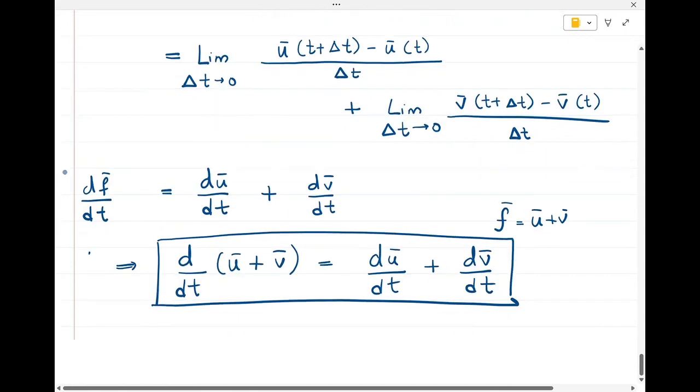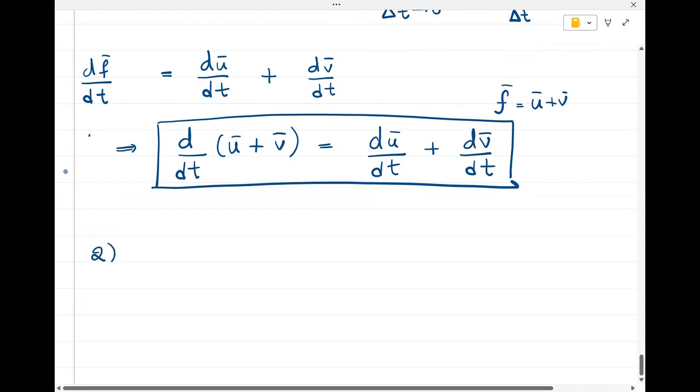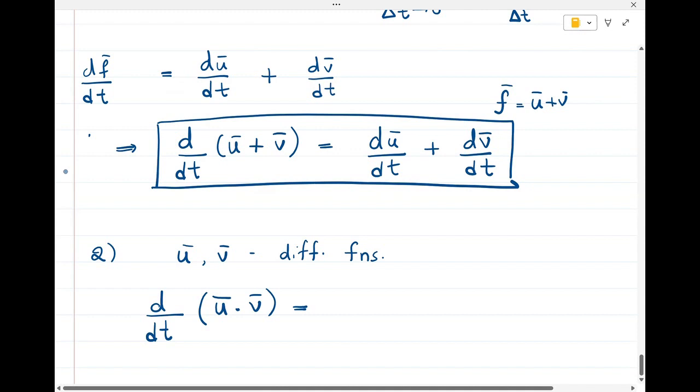Now we can also prove another property. Again, u bar and v bar are differentiable functions of t. Please assume that for the entire property, until all the properties are finished. What is the derivative of u bar dot v bar? This is what we want to prove: it will be u bar dot dv bar by dt plus du bar by dt dot v bar. Please note these dots are important because these are vectors.